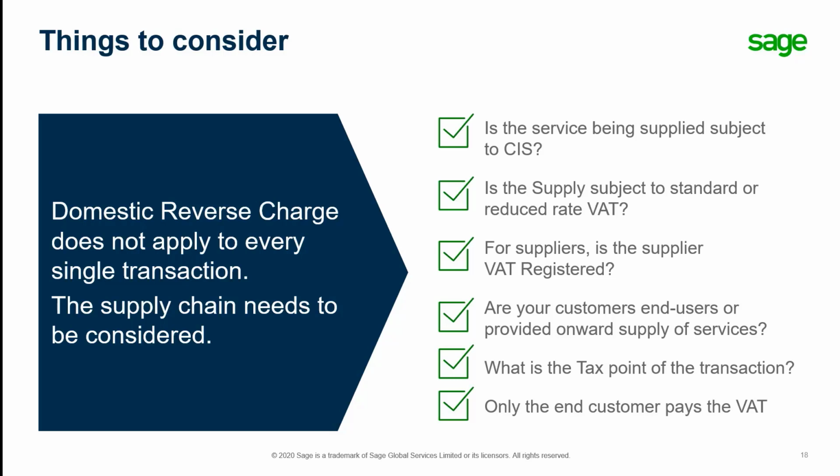So what you need to consider is the service being supplied subject to CIS? Is the supply subject to standard or reduced rate VAT? For suppliers, is the supplier VAT registered? Are your customers end users or are they providing onward supply of services? What is the tax point of the transaction? Does that fall before or after the legislation change? And also consider that only the end customer is going to be paying the VAT. Our next few slides should hopefully clarify this further for you.